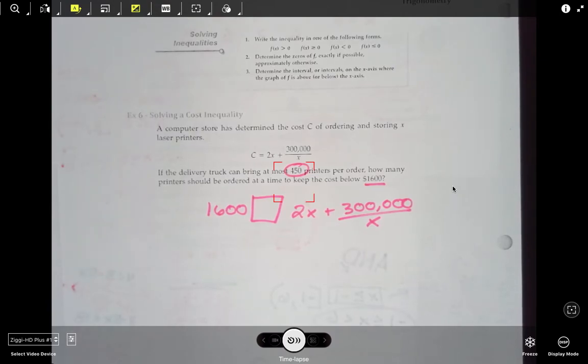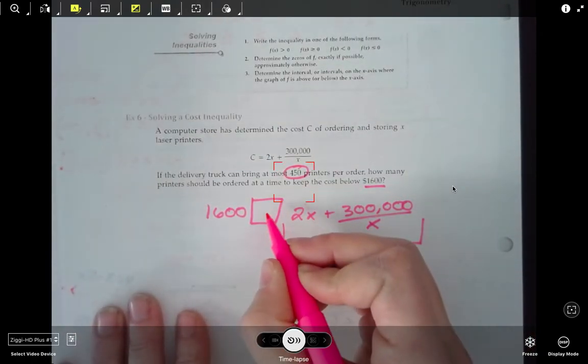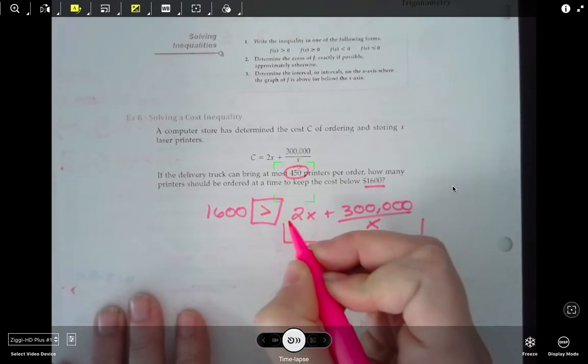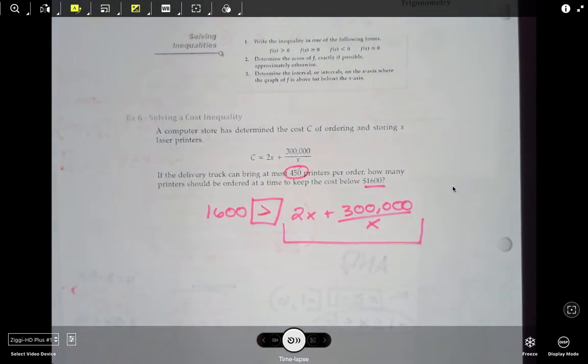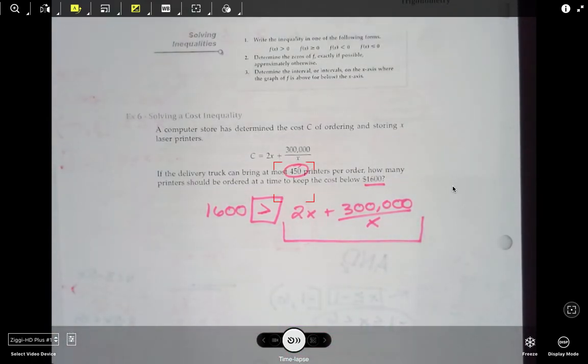We want our cost to be below 1,600. So this thing right here on the right side has to be in what relationship to 1,600? Less than. Can it be equal to? It says below 1,600. If it said less than or equal to 1,600, we would put the equal sign. But below 1,600. 1,600 is not below 1,600. So we don't put equal to. Okay? So we've got this going on. Now we need to figure out how to solve that. Yuck, yuck.